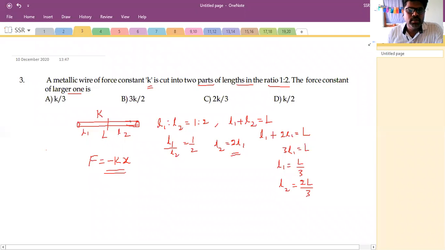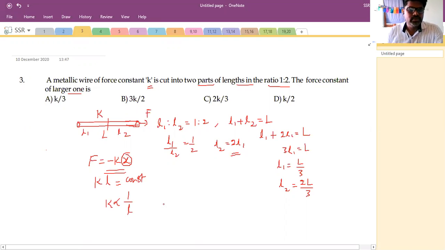So if you take the smaller part or the larger part, the applied force is the same. You can apply at one end. Then you can say force constant K into that X. You can take it like a small l, that means some small l elongation you can imagine, that is equal to constant. So that means here K is inversely proportional to L. K is inversely proportional to L.